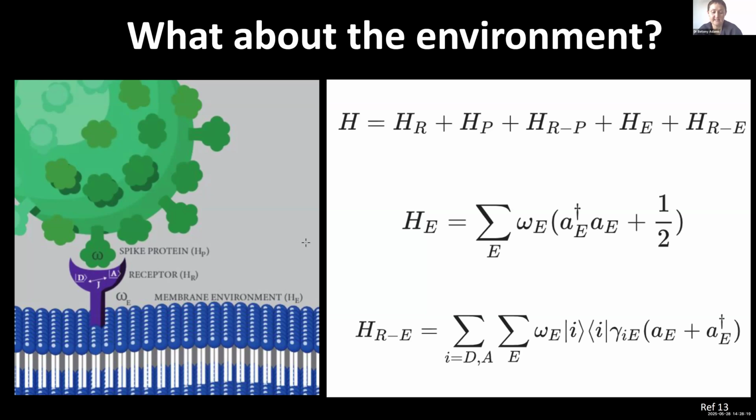So HRP is essential for the receptor recognition of the spike protein, but HRE, on the other hand, just describes undifferentiated coupling to all the many environmental vibronic modes in the vicinity of the receptor. The spike protein vibrations are, as I said, discriminated from the environment vibrations through their specific frequencies as well as the stronger coupling constants. And the sum runs over both the donor and acceptor, as well as all the possible environmental vibrations.